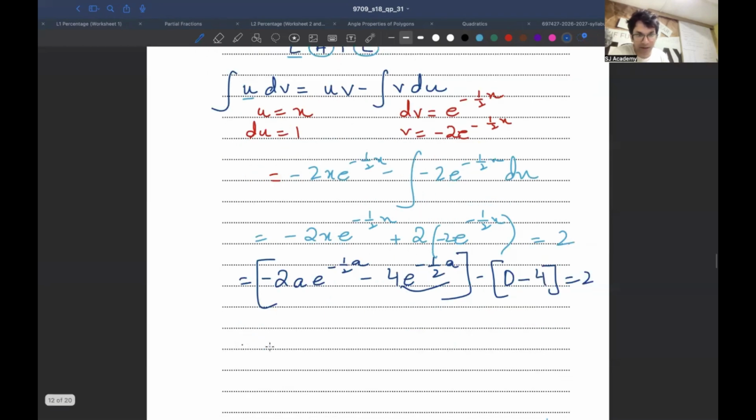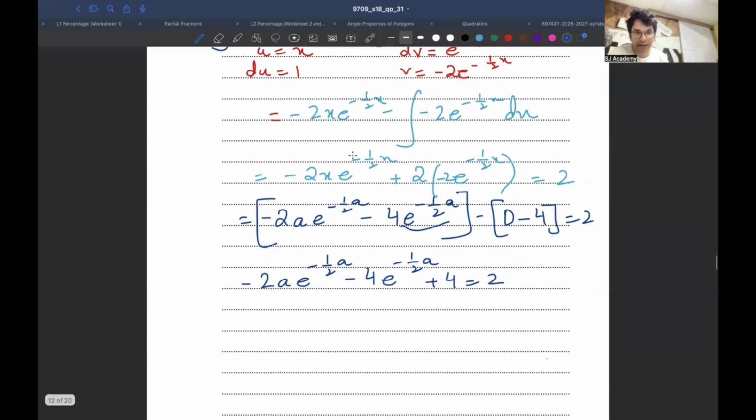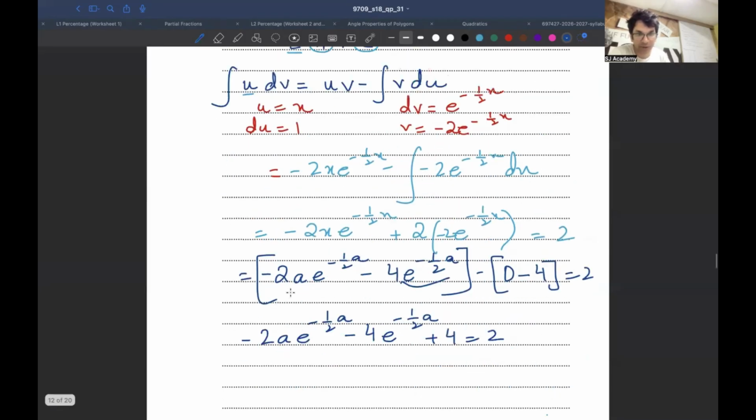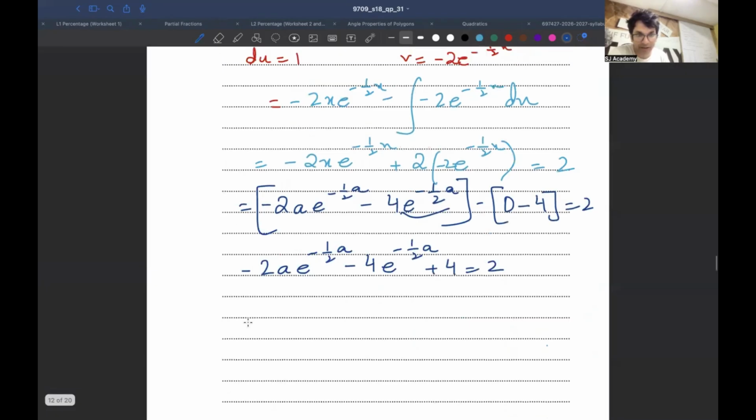Now simplifying, we'll get minus 2a e power minus half a minus 4 e power minus half a plus 4 is equal to 2. Now, as we have to make a the subject over here, we can bring this on the right hand side. So this will become minus 2a e power minus half a is equal to 2 minus 4, which is minus 2. So that will become minus 2. And taking this on the right hand side, this will become plus 4 e power minus half a.